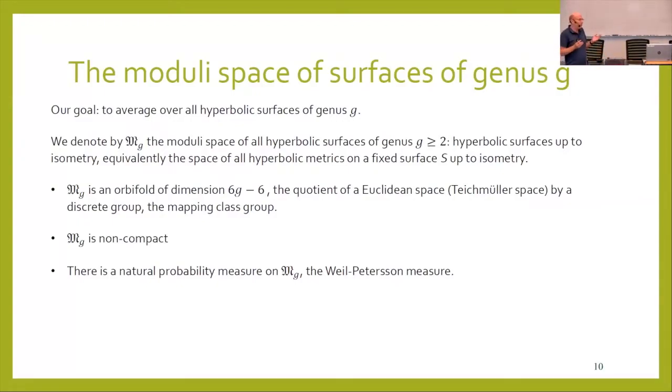You would also want maybe to average over the space of all negative curvature surfaces of genus 3, but that's an infinite dimensional space, and I don't know how to average over such things. But hyperbolic surfaces of fixed genus turn out to be a finite dimensional space whose dimension is 6g minus 6. And it actually has a nice structure. It turns out to be the quotient of a Euclidean space of that dimension by a discrete group called the mapping class group. It's a non-compact space, but it's better to think of it as a compact quotient. And there is a natural probability measure on that space called the Weil-Petersson measure, which is what you want to average about.